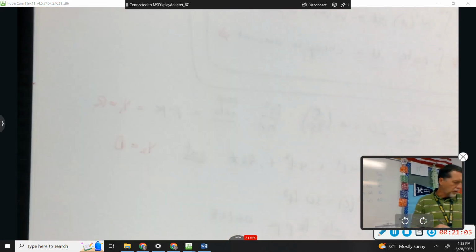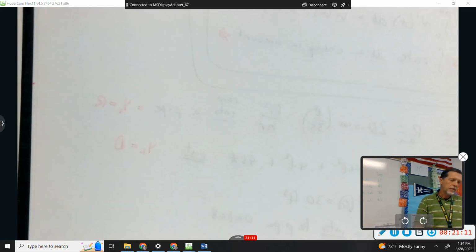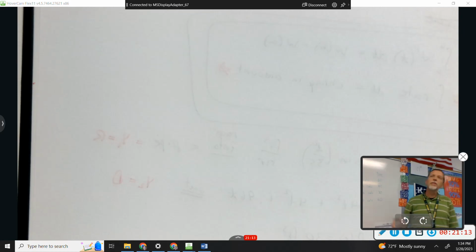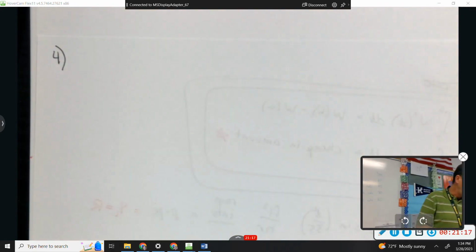All right, let's look at number 4. Again, your assignment will be 3 and 5 tonight. We'll go over those, but let's look at number 4. Again, the integral of the rate gives you the change in the amount. That's the key thing to remember on these.